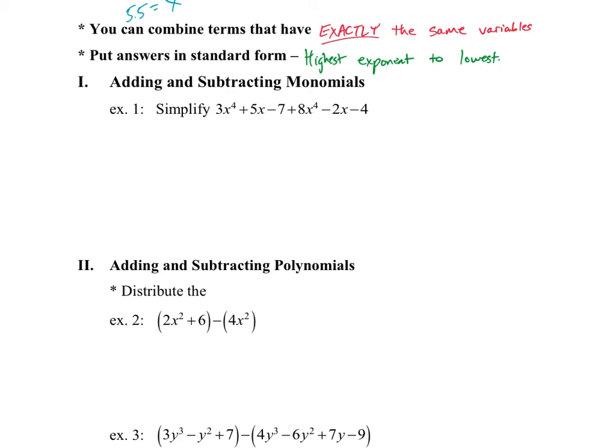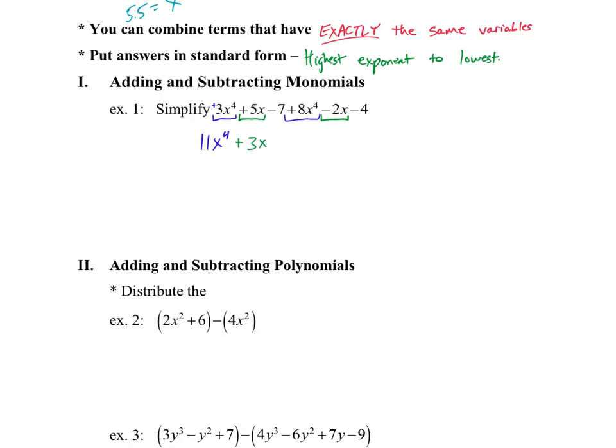Okay, so if we go through and do some of these examples, well, for this first one, I have a 3x to the 4th here, and that's a positive, because nothing's written in front of it. And I have a positive 8x to the 4th. So 3 of them plus 8 more gives me 11x to the 4th. And then if I keep looking, all right, so I don't have an x to the 3rd or an x squared, but I do have a positive 5x and a minus 2x. So if I combine those, that gives me that I have 3 of those x's. So 11x to the 4th plus 3x.